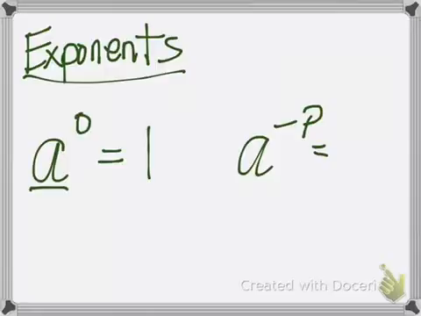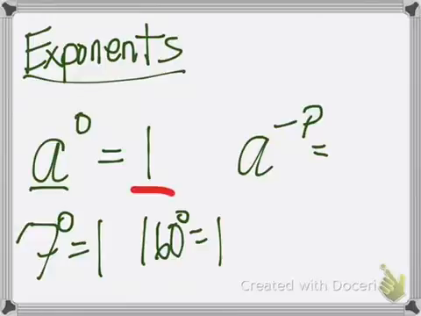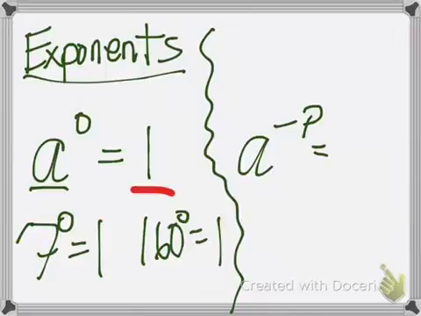I feel like it would be better for me to do that in person. But as a general rule, you can remember that anything to the 0 power is 1. So 7 to the 0 power is 1. 160 to the 0 power is going to be 1, and so on and so forth. So in those practice problems, anytime you see to the 0 power, you just write 1.